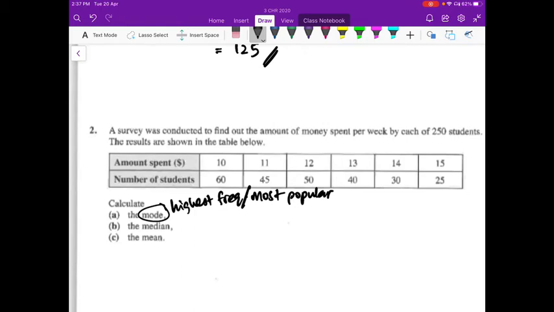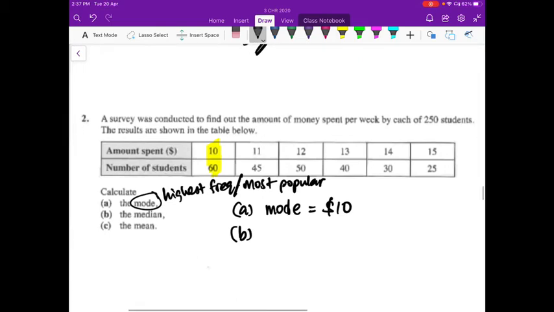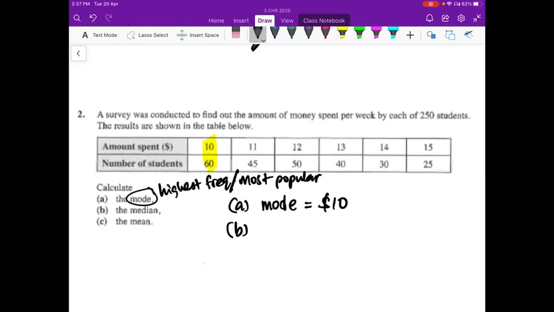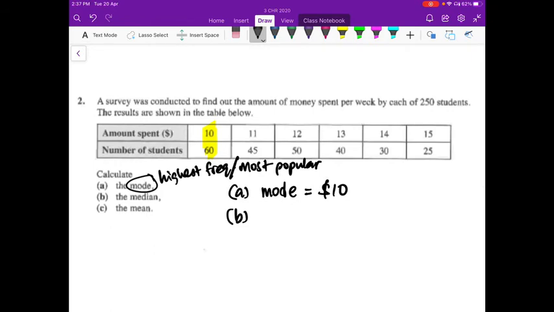The middle one. You sure? No. 60. Yeah, 60. Okay. So the mode is $10. Or the median. Arrange properly. Oh, it's already arranged. 11.5. Okay, so how do we find the median?